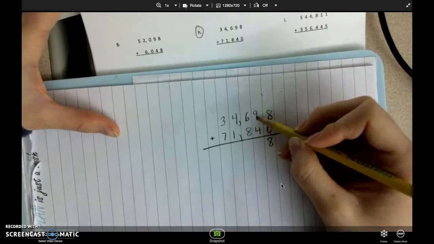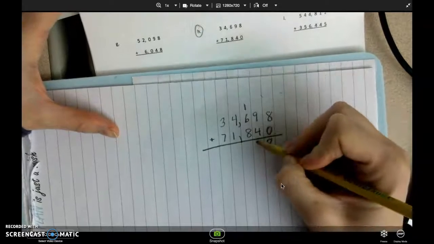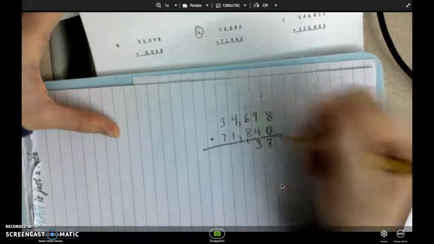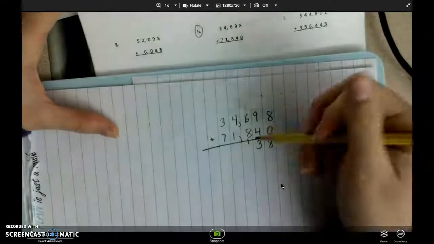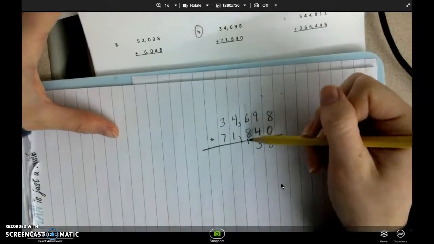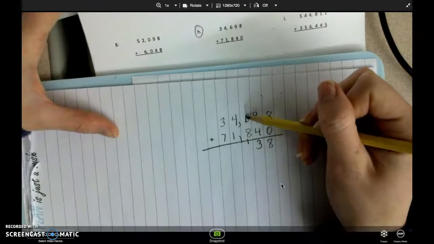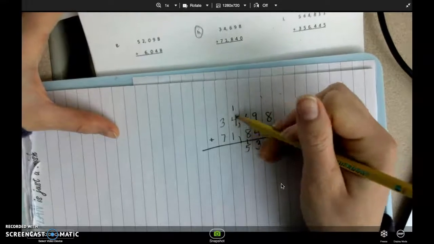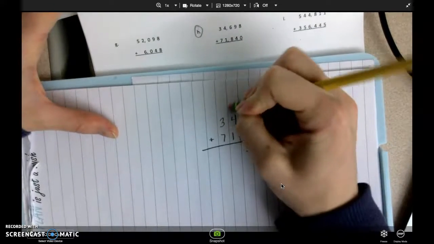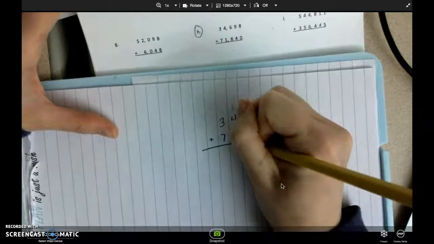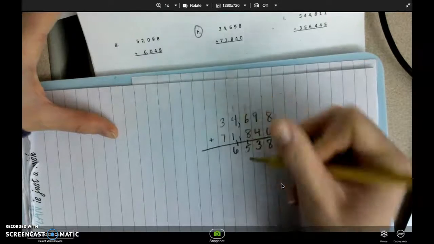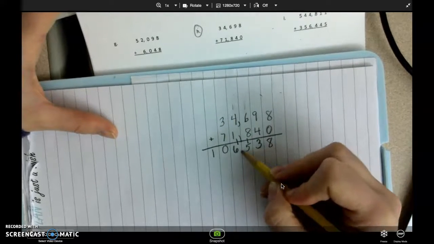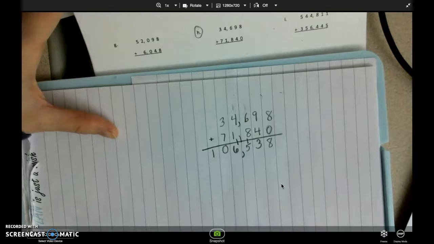9 plus 4: 9, 10, 11, 12, 13. You can choose to carry your 1 at the top, or if you feel better with carrying on your equal sign, that's fine too. So I'm going to make this a 7: 7, 14, and 15. 4 plus 1 is 5. Or if you want to put your 1 down here, 4 plus 1 is 5, plus 1 is 6. 7, 8, 9, 10. Then I add my comma, and here I have my answer.